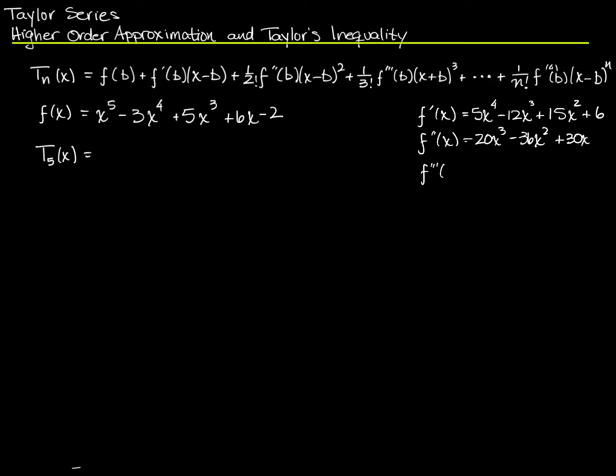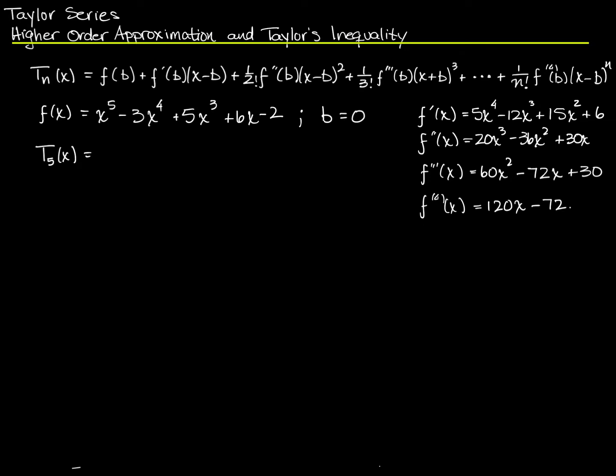The third derivative is 60x squared minus 72x plus 30. And the fourth derivative is 120x minus 72. I haven't given you a b value yet. Let's go ahead and do that. I'll say b equals 0. And I now need to use this formula with these derivatives and this b value to figure out what t5 is.